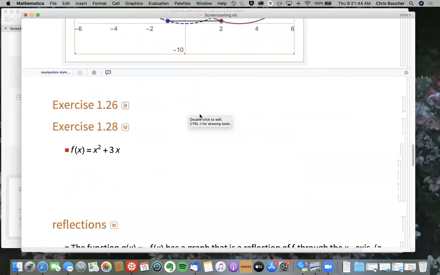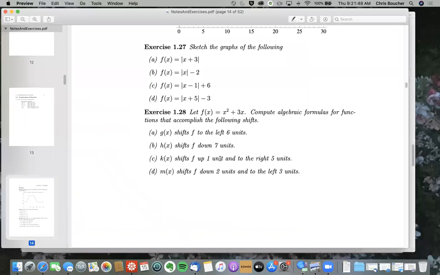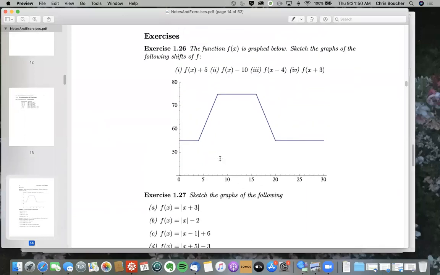Okay, let's look at a couple of exercises here. These exercises come from the notes and exercises document that's posted on Canvas. So this is the first one that I'm going to look at, right? I have this graph of a function here in blue, and I just wanted to sketch a picture of what these various transformations look like.